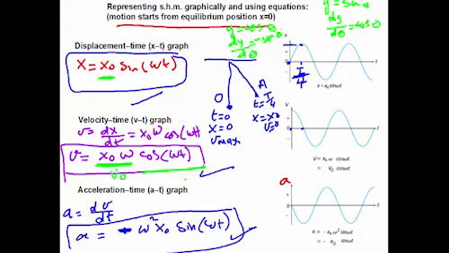Now, this is the maximum value of acceleration, omega square x naught, which gives you a naught. So this is the maximum value of displacement, this is the maximum value of velocity, and this is the maximum value of acceleration. Let's come here again. When t equal to 0, our displacement is 0, our velocity is maximum, and our acceleration is also 0.